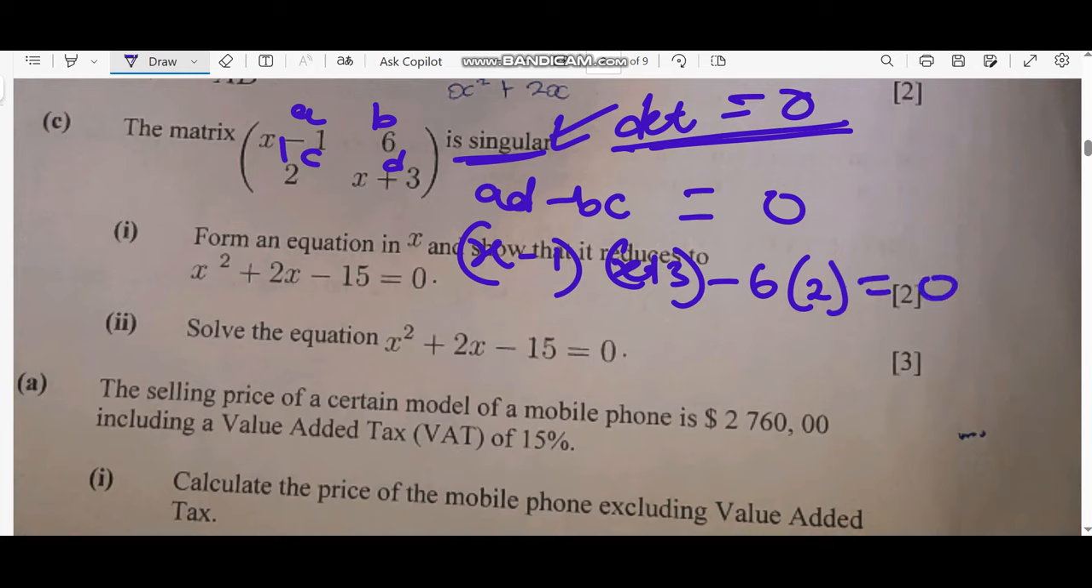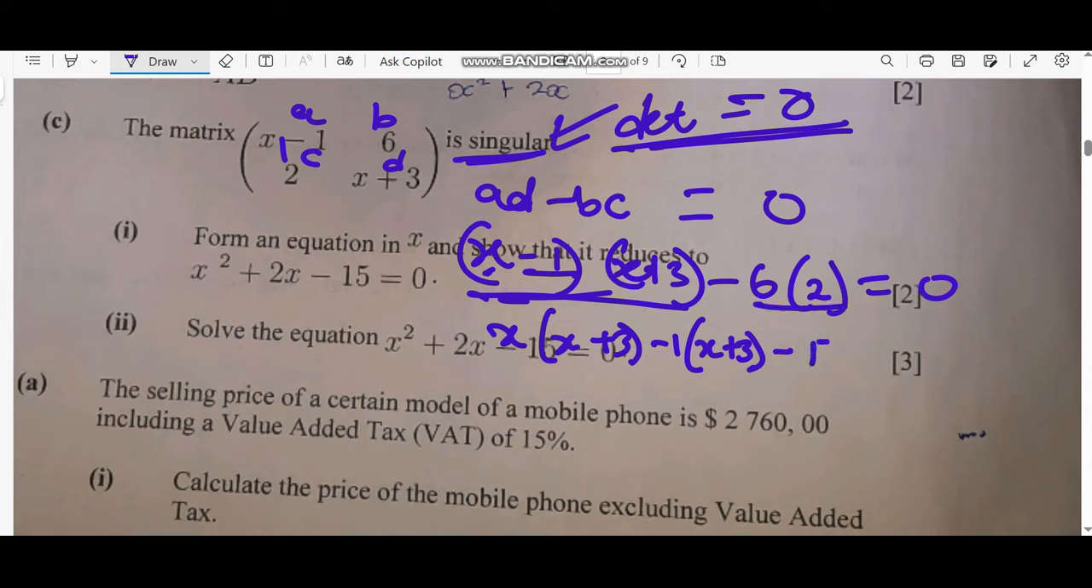Okay, so this one we're going to remove the brackets to multiply everything there. So I'm going to say this x here is going to multiply the second bracket, which is x plus 3. Then minus 1 here is going to multiply the second bracket, x plus 3. Then minus here we have 12 equal to 0. Then this one times this one, I'm going to obtain x squared plus 3x. This one times this one, I'm going to obtain minus x. This one times this one, I'm going to obtain minus 3, minus 12 equal to 0.